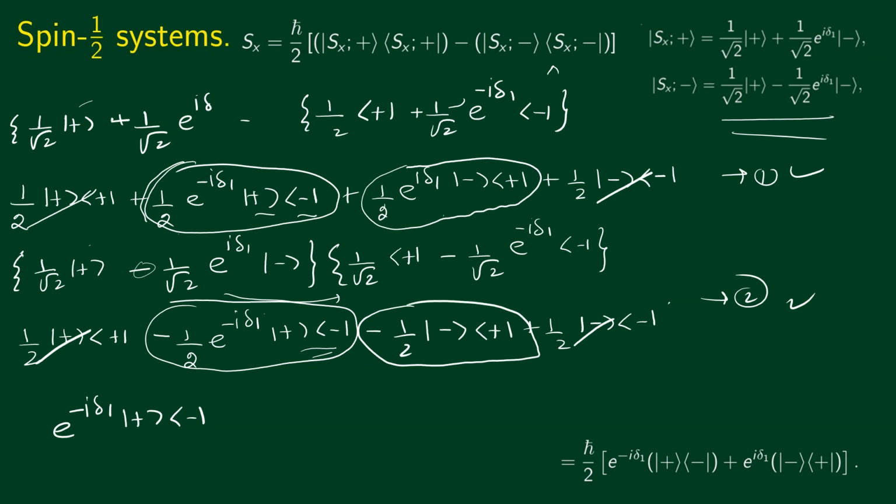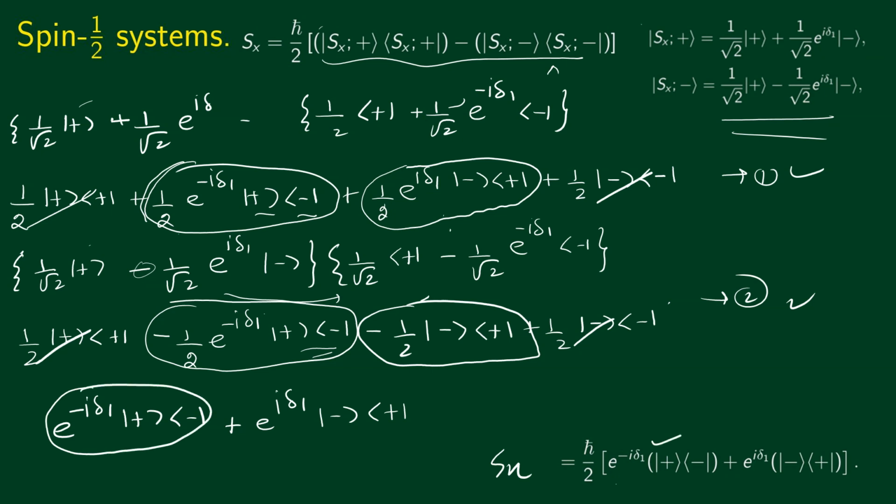All right, again when I subtract this term from this term, this minus will become a plus and I get plus e raised to I delta 1 ket minus bar plus. Okay, what is this? This is the term in the bracket here. What is Sx? Sx is simply h bar by 2 multiplied by this, right? So we can write Sx is equal to h bar by 2 multiplied by e raised to minus I delta 1 ket plus bra minus, which is this, and e raised to I delta 1 ket minus bra plus, which is this.